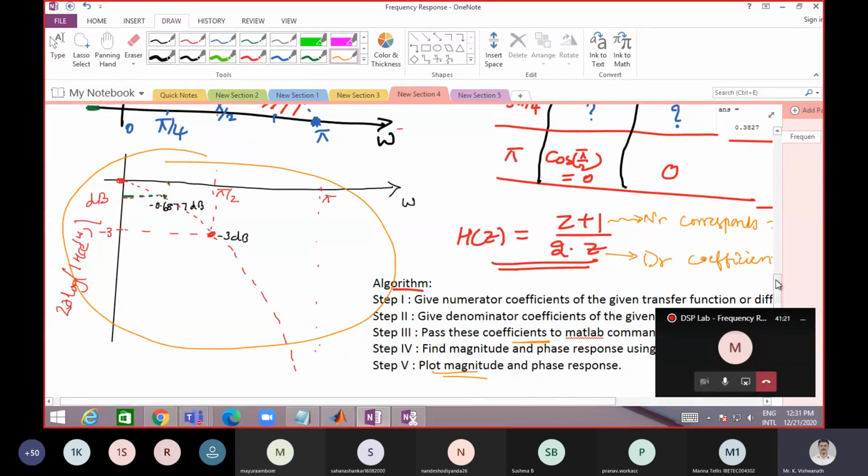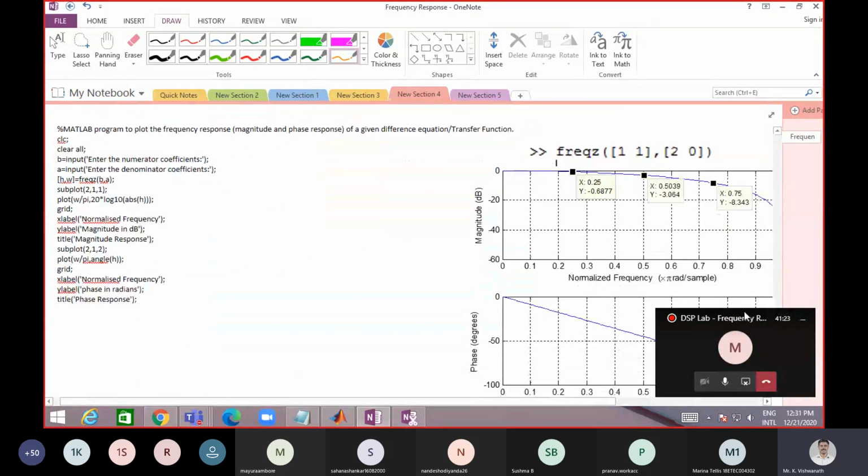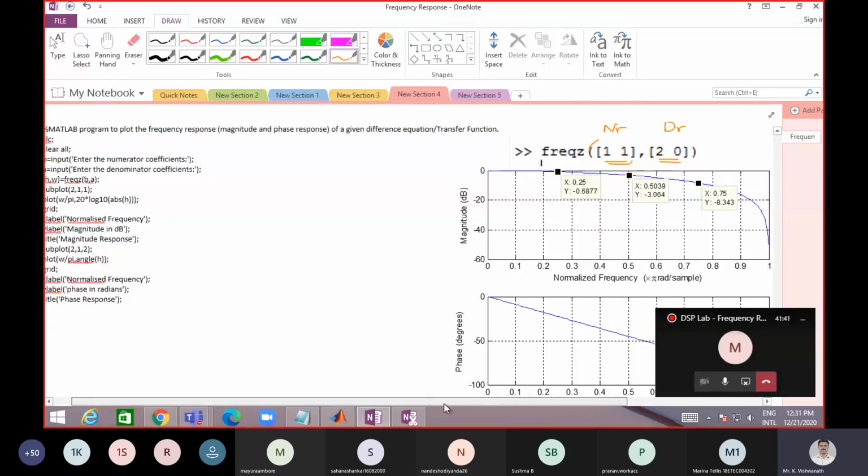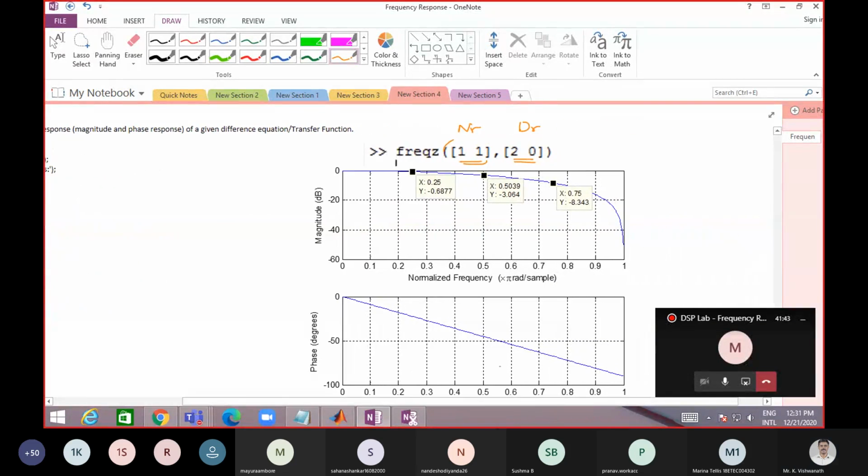Now, when we perform that, we have to enter freqz. The numerator coefficients are 1 and 1, and the denominator coefficients are 2 and 0. So when we pass these two, then we get an output looking like this.